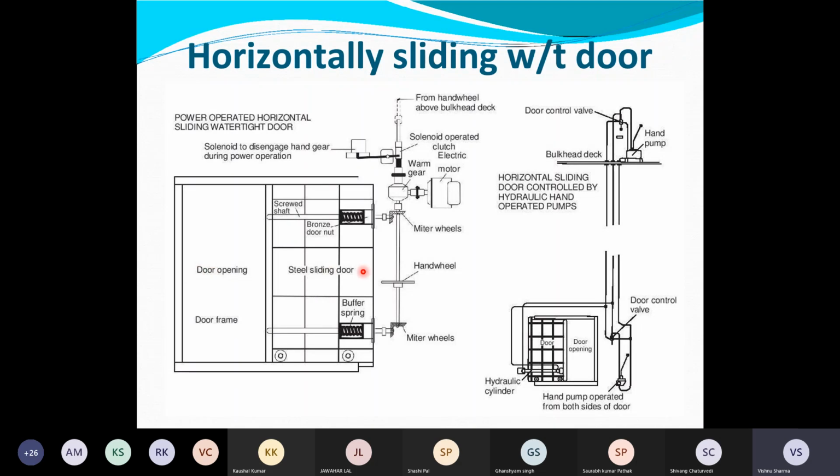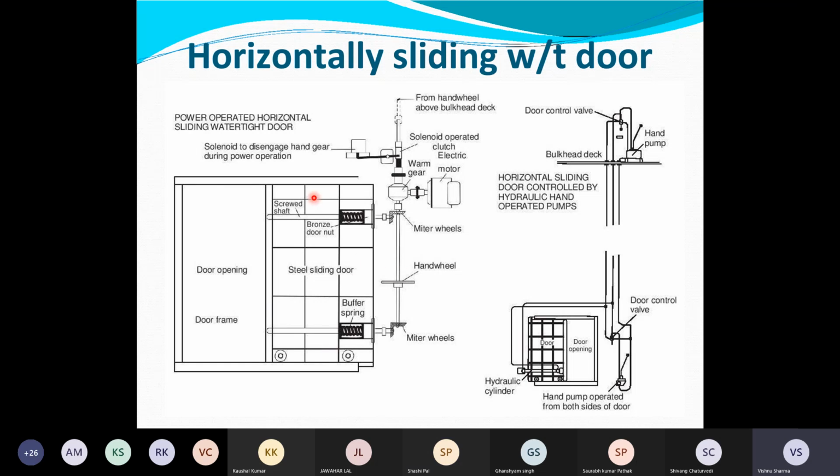Yes or no, beta? Can you visualize if this shaft is rotated, whichever way we rotate, that will make the door move? Yes or no? Yes, beta. Correct. Okay. Yes sir. Yeah.